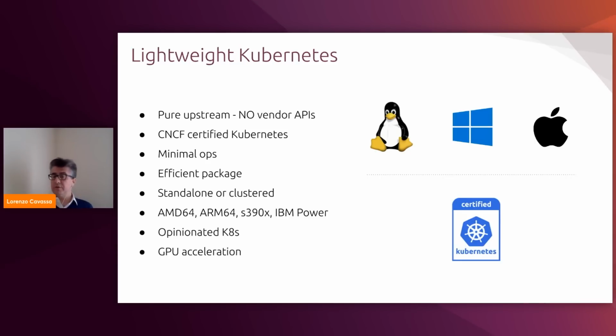Again, standalone or clustered, depending on the size of your installation, the requirements in terms of computing power and generally speaking resources required by the workloads you want to run on Kubernetes. Canonical provides it for a number of architectures, which are the ones where Ubuntu runs and is supported by Canonical. So starting with AMD64, ARM, s390x, so IBM LinuxONE zSystems, and also IBM Power.